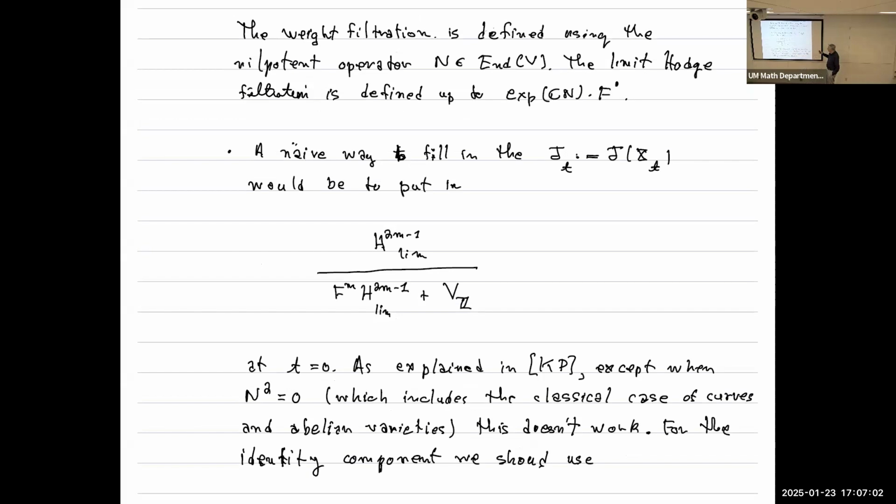A naive way to fill in the family of intermediate Jacobians would be to just do the same thing that you did at a smooth point. And this works classically for curves, and it works in general when N squared is 0, like an ordinary double point. That would be an example. But it doesn't work otherwise. Okay? You have to do something non-classical.